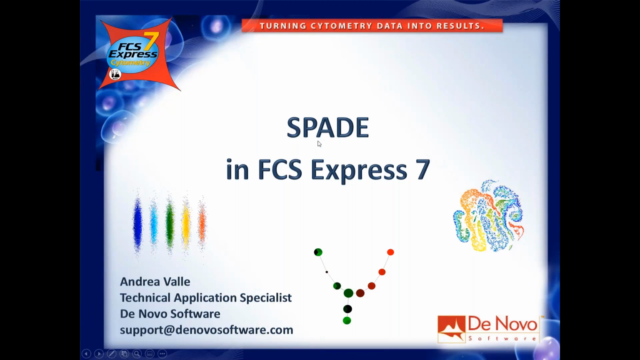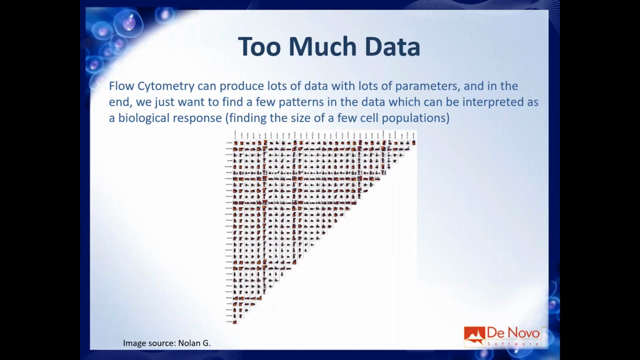So we will see how SPADE works. We will see how to create a SPADE transformation in FCS Express, how to apply it to a data set, how to retrieve results, and how to deal with those results. So first of all, why do we need SPADE?